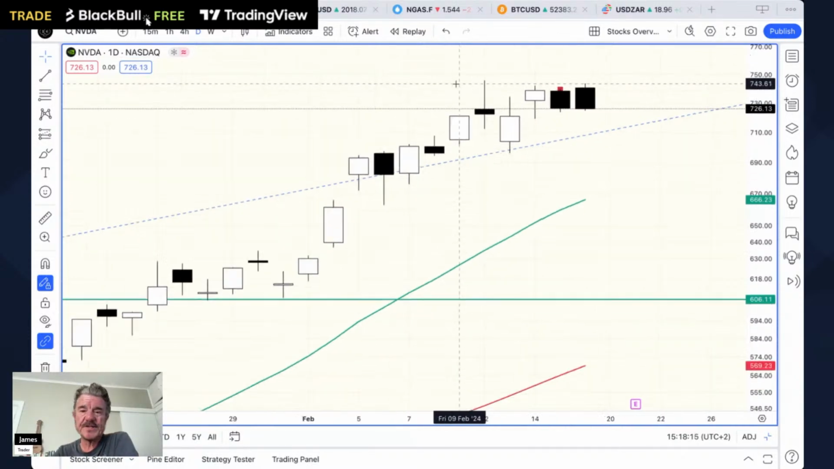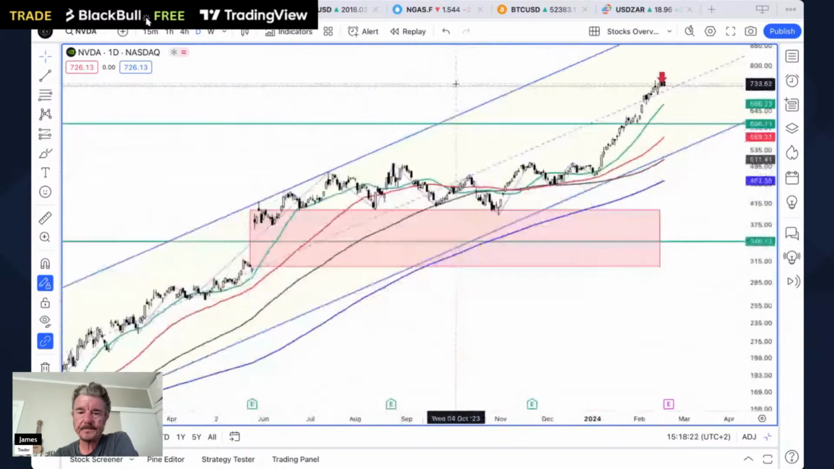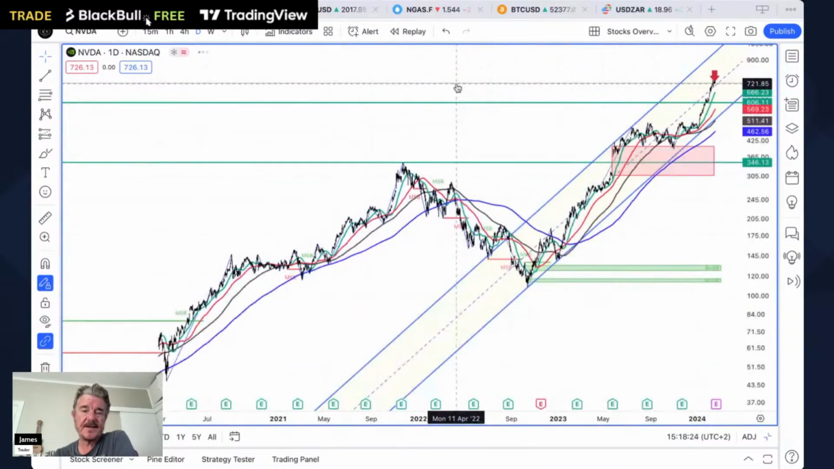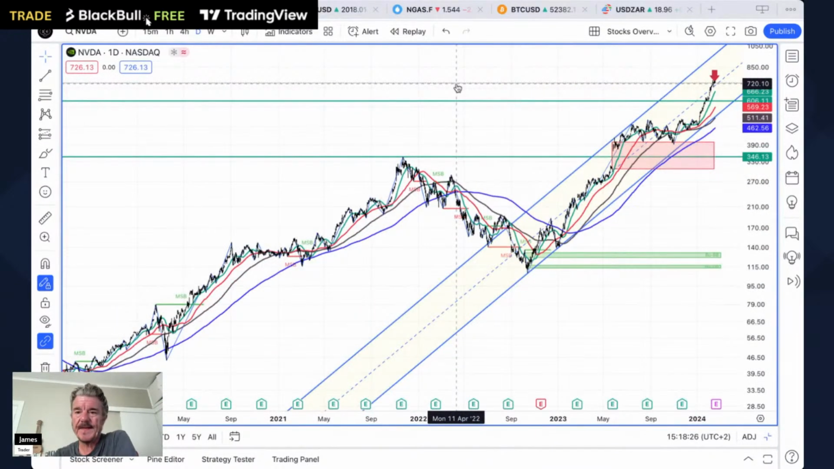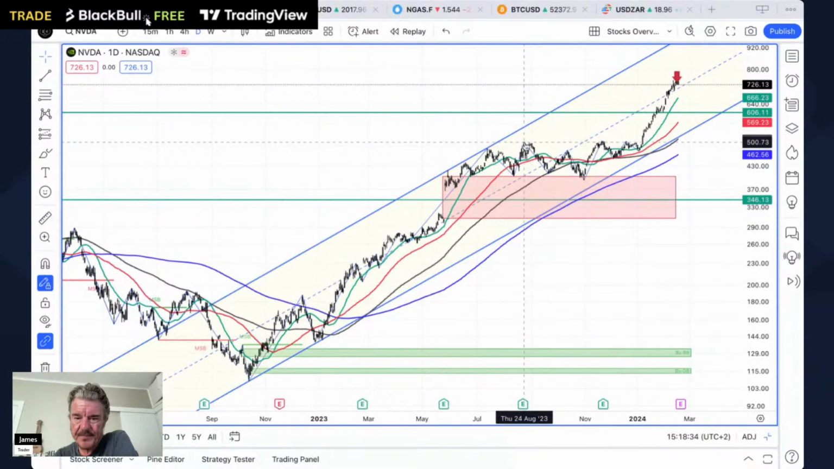We've also got divergence on the stochastic. We've got divergence on the RSI. It's incredibly overbought, of course. I mean, you just have to look at this chart. It's kind of ridiculous. It's a bit of a boom, a bit of a bubble, I suppose. And perhaps we can get back down to the bottom of this channel. Now, that level there, that previous high is at about 500. It's a big round number, so I like that. We're at 726 now. So that would be a 20% pullback to this line.